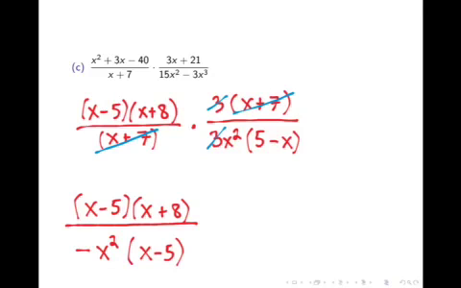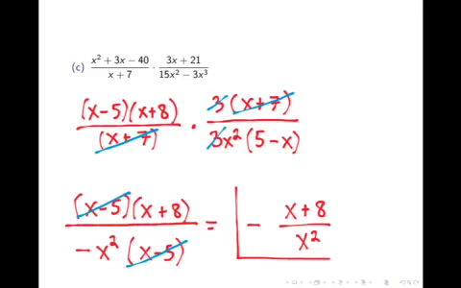And now I have factors that cancel. I have an x minus 5 on the top and an x minus 5 on the bottom. And I'll take that negative from the bottom, put it out in the front like I mentioned, and I have negative x plus 8 over x squared. And there's my final answer.